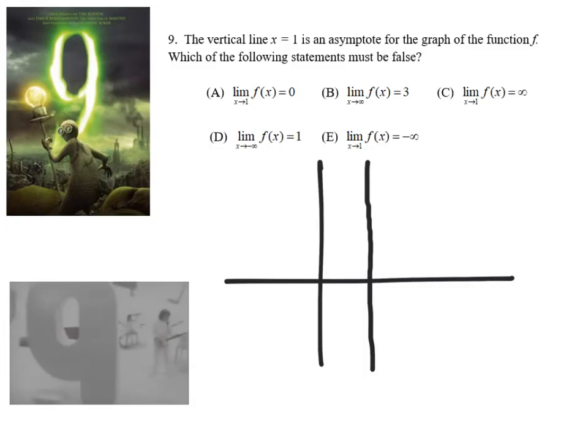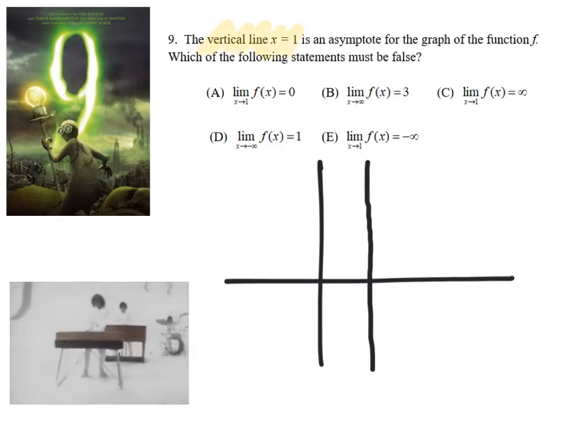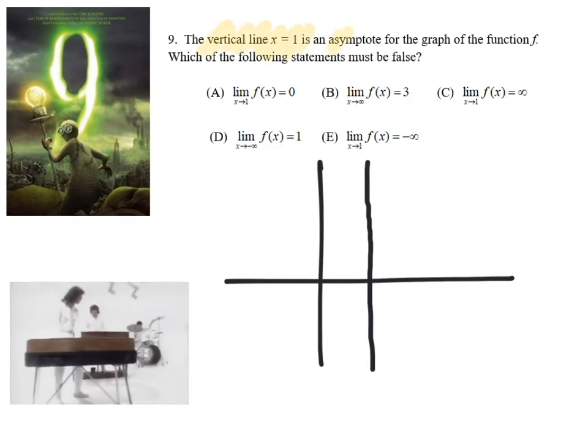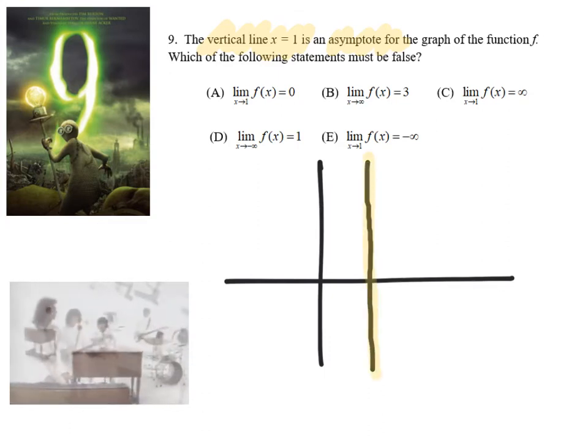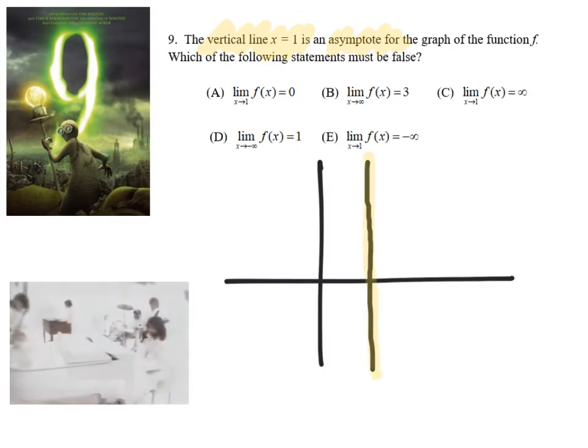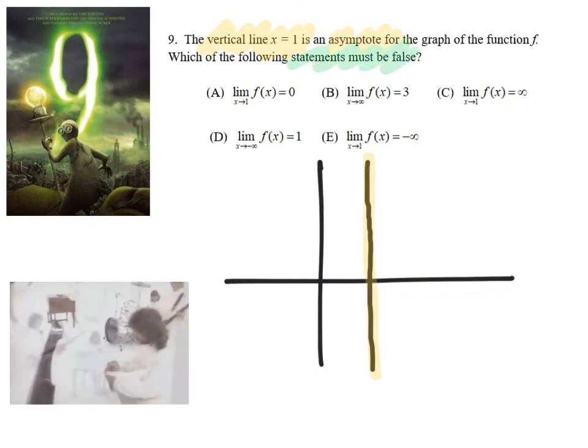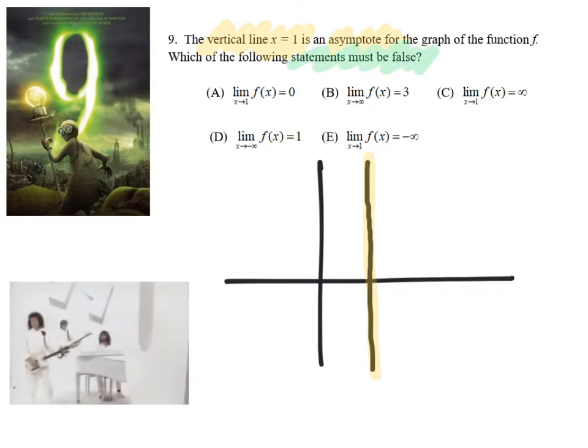All right. On this one, we're looking at a vertical line, x equals 1, that is actually an asymptote. I've drawn it in so I can see it. What they're asking is, when would this be false?